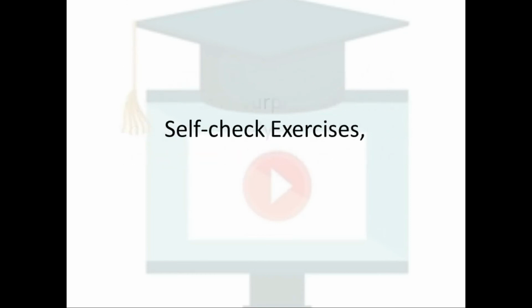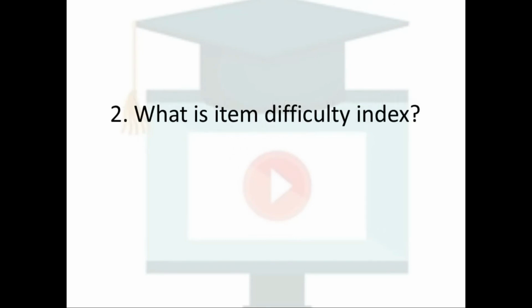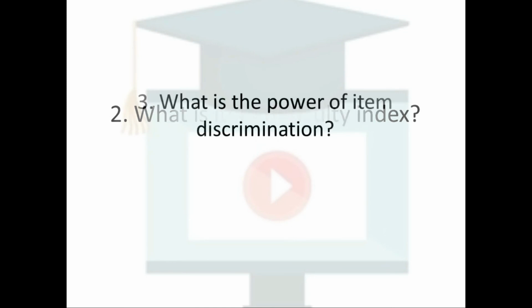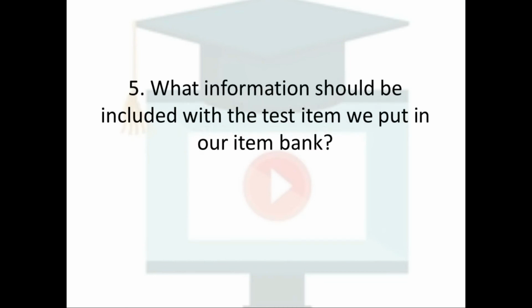Self-check exercises. 1. What is the purpose of test item analysis? 2. What is item difficulty index? 3. What is the power of item discrimination? 4. What is the basic intent of distractor analysis? 5. What information should be included with the test item we put in our item bank?